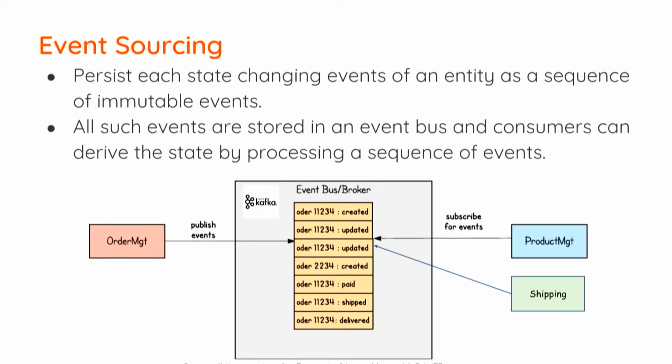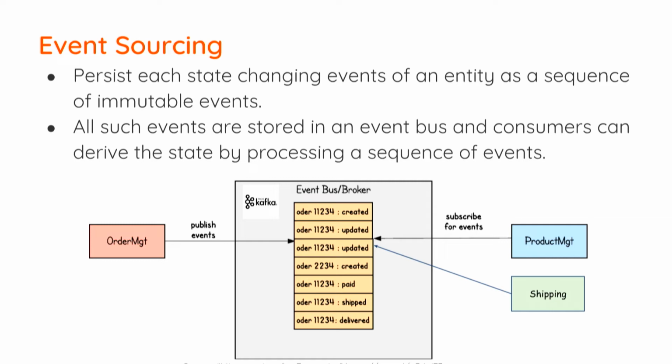All right, so the next pattern is event sourcing. I think most of you may have heard of event sourcing. The main concept behind event sourcing is there is a producer application. The producer application persists each and every state-changing event in a distributed event log, and these events are immutable. And different subscriber applications can consume those events and recreate the state of that application at the consumer side, right?